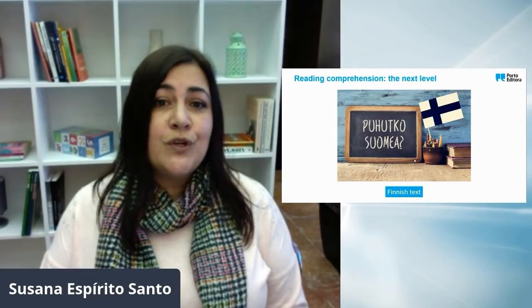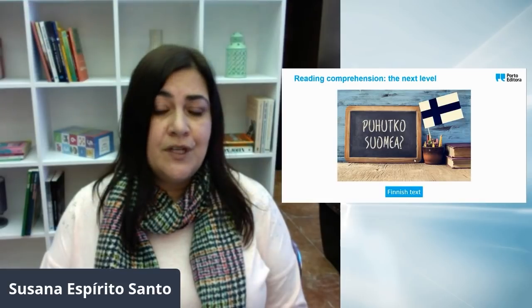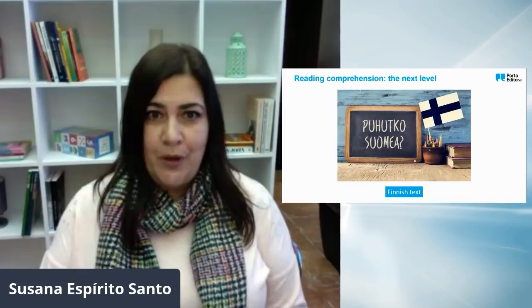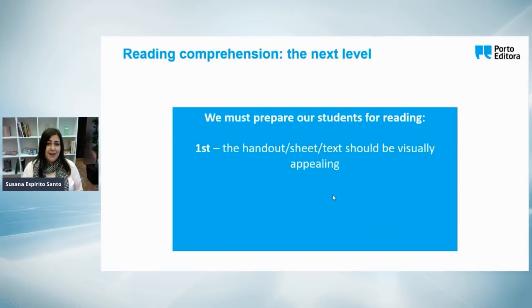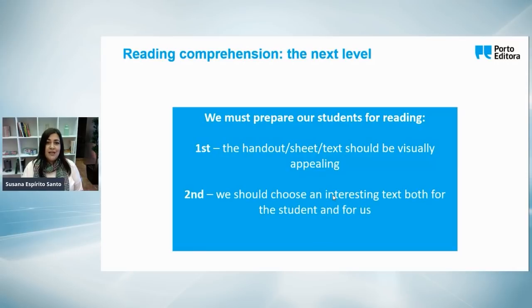Some of our students regard the process of reading as a difficult or boring task. What can we do about it? We must bear in mind three important things. First, the handout, worksheet, or text should be visually appealing. Choose a nice, captivating picture, a little teaser or PowerPoint presentation to introduce the text. It is surely more attractive than a text without visual elements. Secondly, choose an interesting text, both for the students and for you. All should be involved in the reading process.